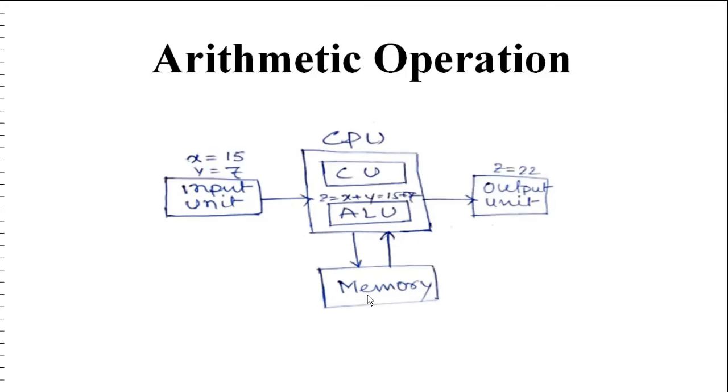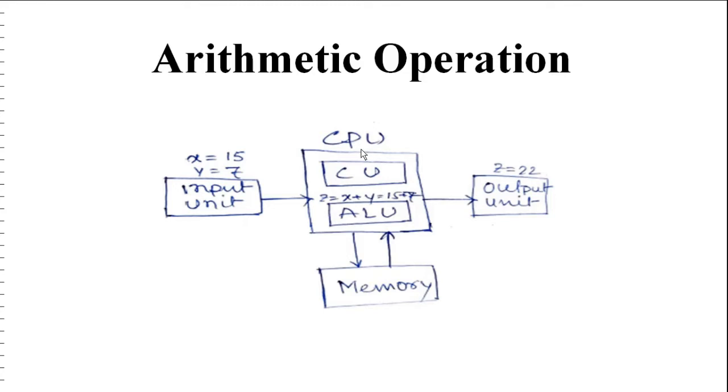This is an example of how the computer system performs an arithmetic operation. Using the input unit, it takes the numeric values 15 and 7 with the help of the variables x and y. Those two pieces of basic data are sent to the composite unit called the central processing unit. This central processing unit controls the total operation. It takes the input from the input unit, then the corresponding data is stored within the control unit.